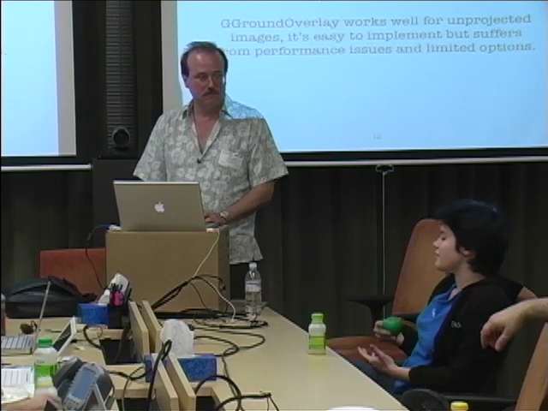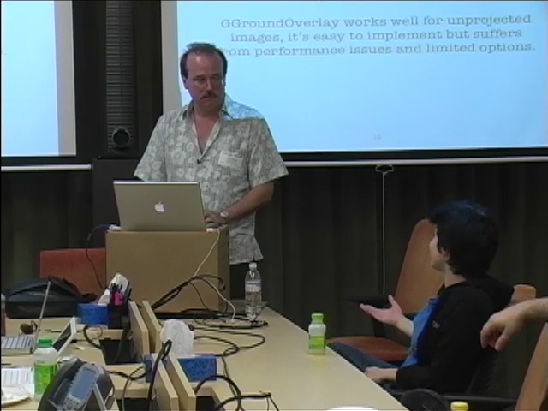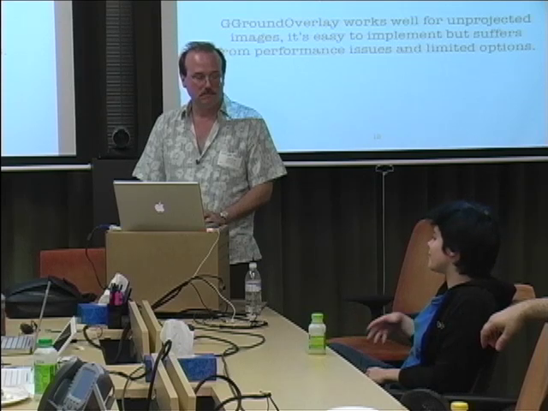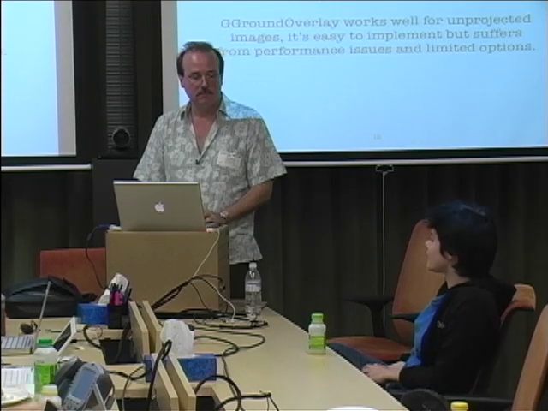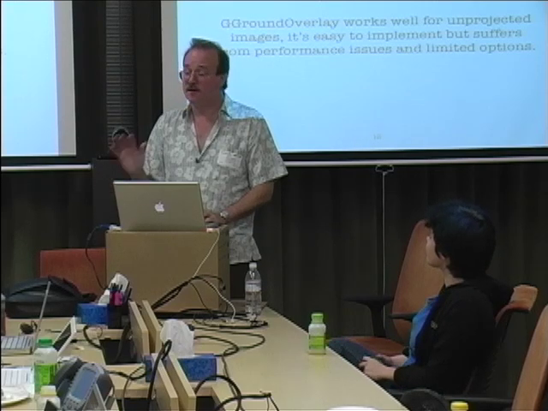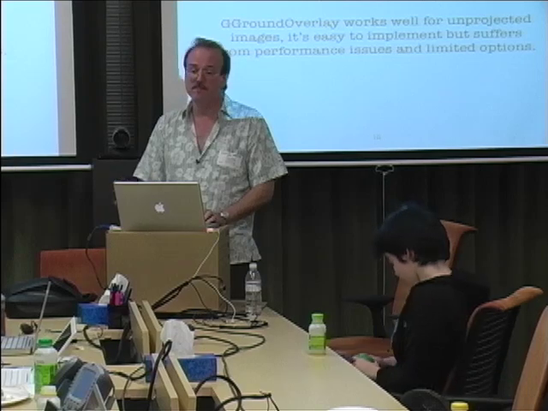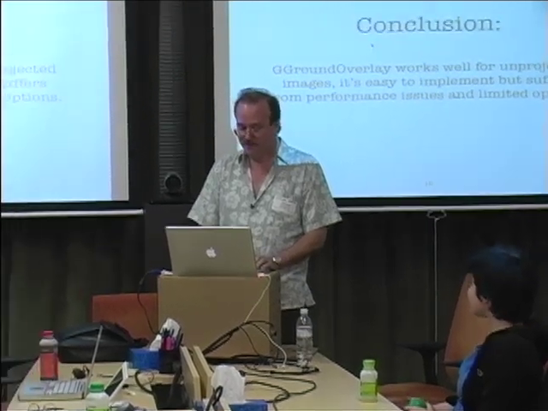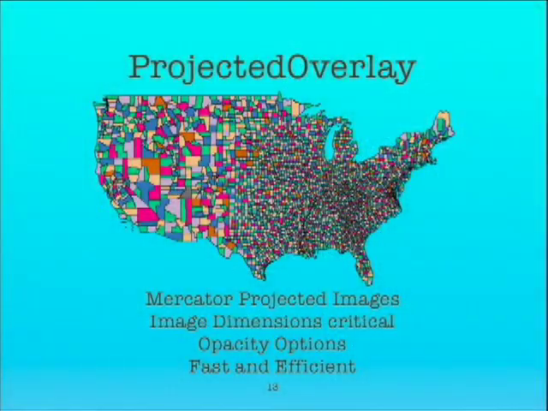So you can either do it via the GGroundOverlay class in the Maps API, or you can define a KML that has the ground overlay defined in it, and it'll work equally the same. The bottom line is it's simple, it's easy to use, and it's fun. All right, the next whole image overlay I call a projected overlay. That's a class I wrote in JavaScript.